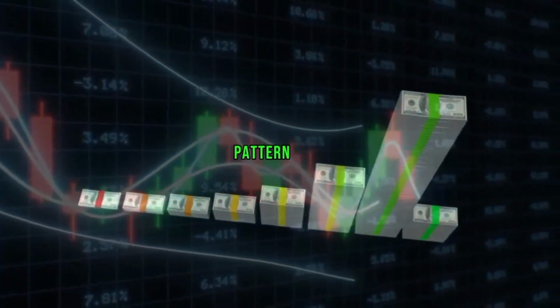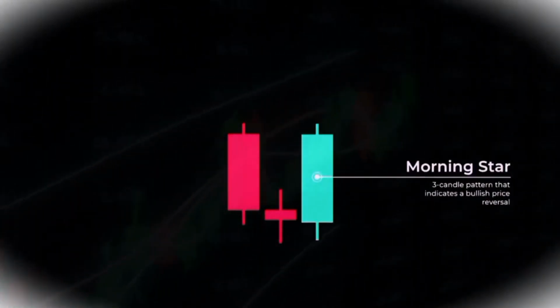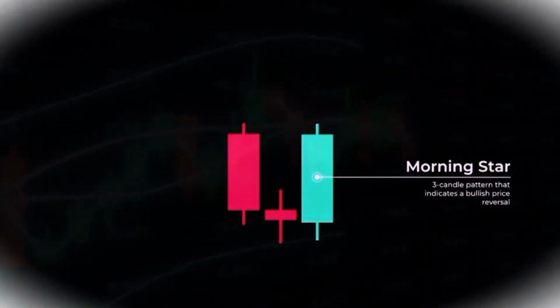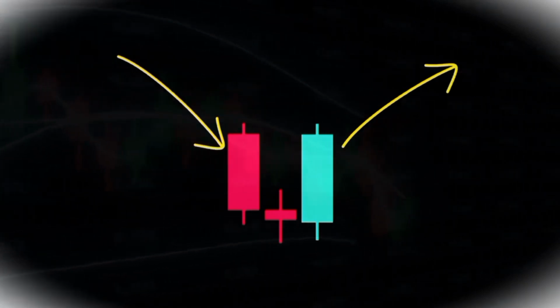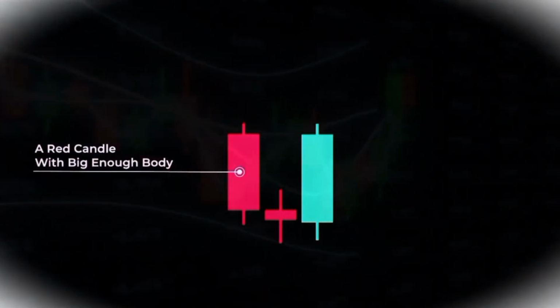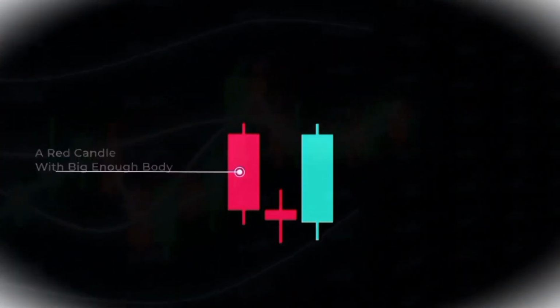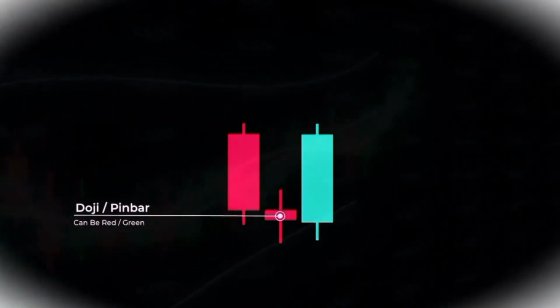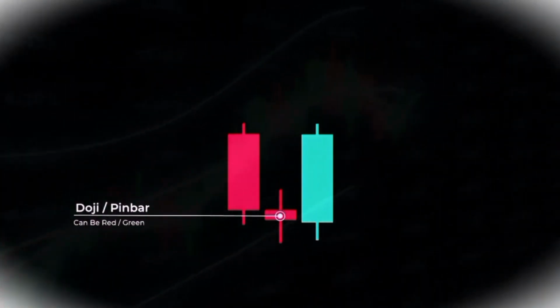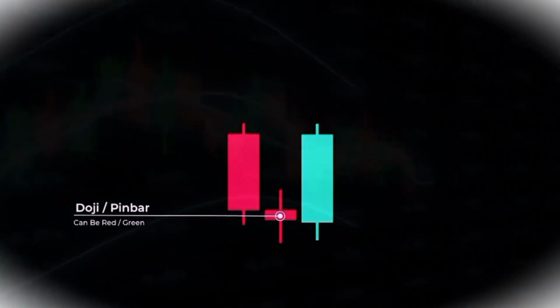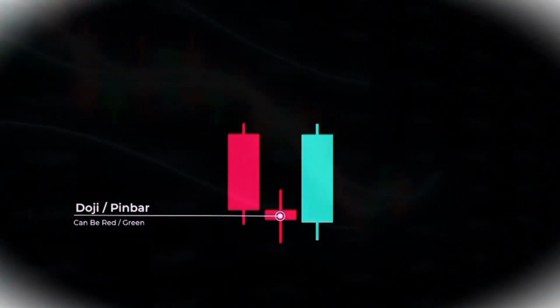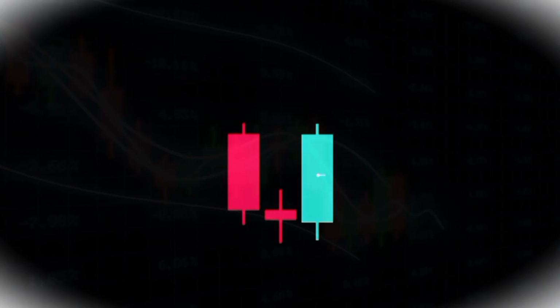Advanced Patterns. Pattern number 1, Morning Star Pattern. The Morning Star pattern is a 3-candle pattern that indicates a bullish price reversal. The first candle is a strong red candle with a big enough body. The second candle is a doji or pin bar candle with a small body and large wicks. The doji or the pin bar can be red or green.